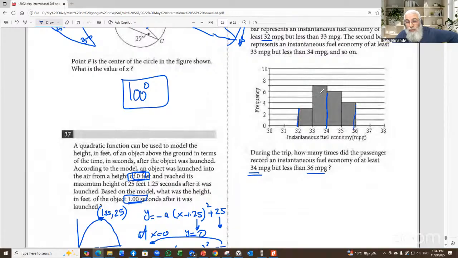So we add, this is frequency. So we add 6 times and we add 4 times. 6 plus 4 is 10 times. So the answer is 10 times.